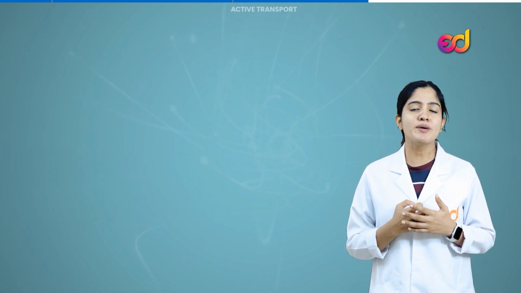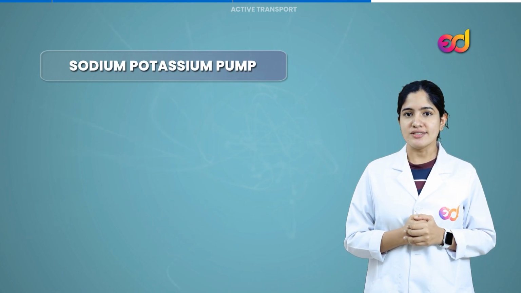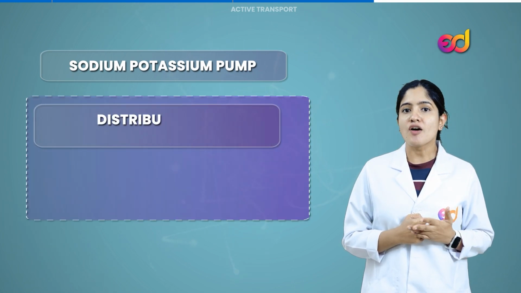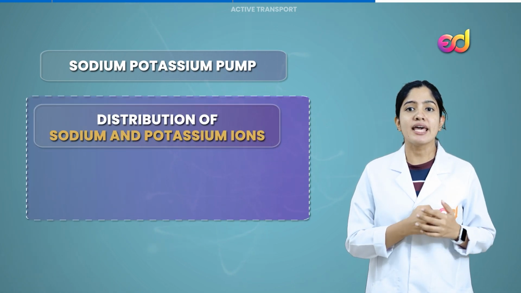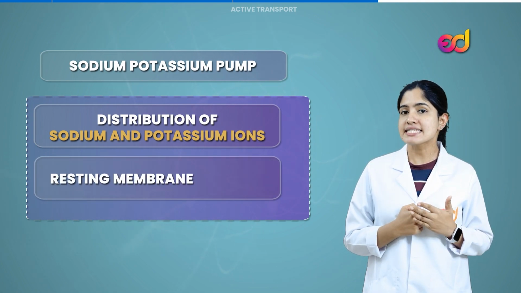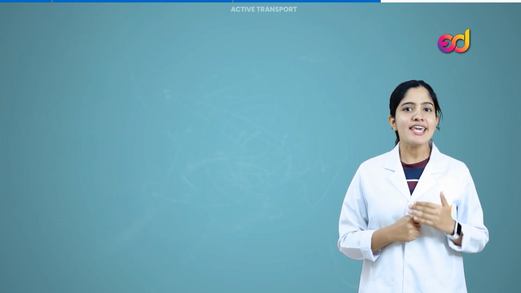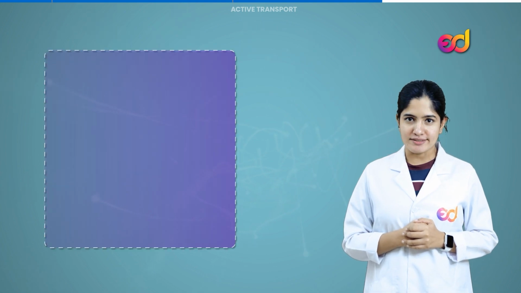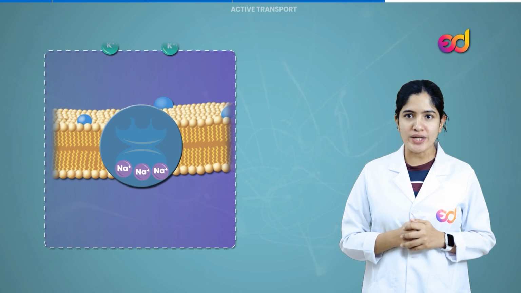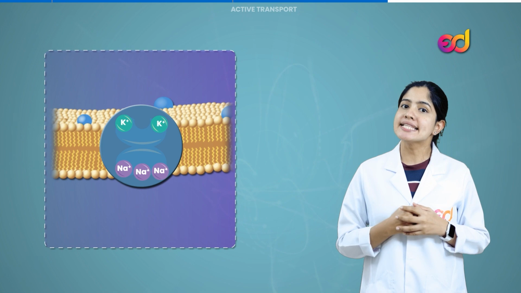Coming back to our sodium-potassium pump. When talking about its main function, this pump is responsible for distribution of sodium and potassium ions across the cell membrane and the development of resting membrane potential. Looking at this diagram, see over here is a carrier protein C. In stage 1, 3 Na+ from intracellular fluid and 2 K+ from extracellular fluid bind with C.